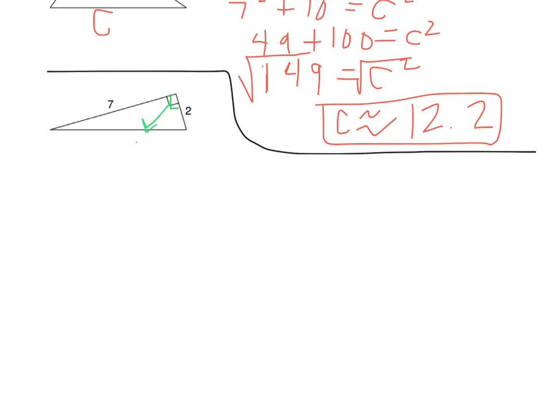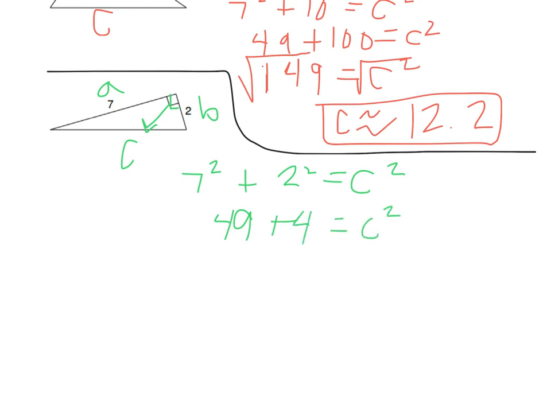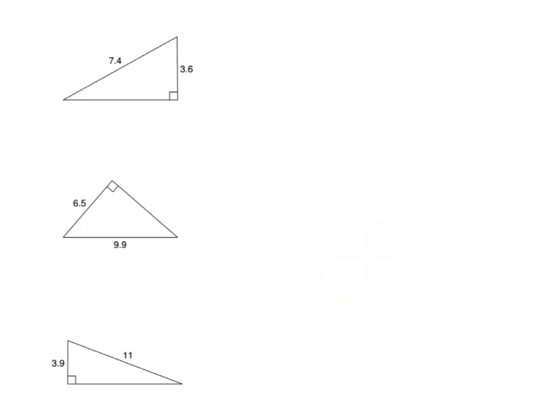Alright, next one, find the 90 degrees. Across from it is C. So then A and B. Alright, fill it in. 7 squared plus B, which is 2 squared, equals C squared. 49 plus 4 equals C squared. 49 plus 4 gives us 53. So 53 equals C squared. Square root both sides to get C by itself. C is about 7.28, so about 7.3 would work good here. Alright, 3 more and we're done.